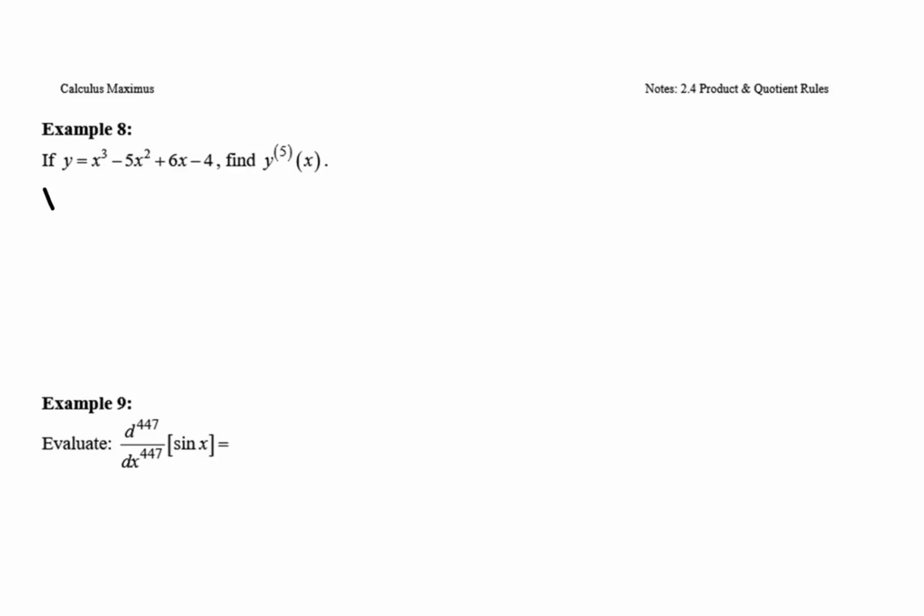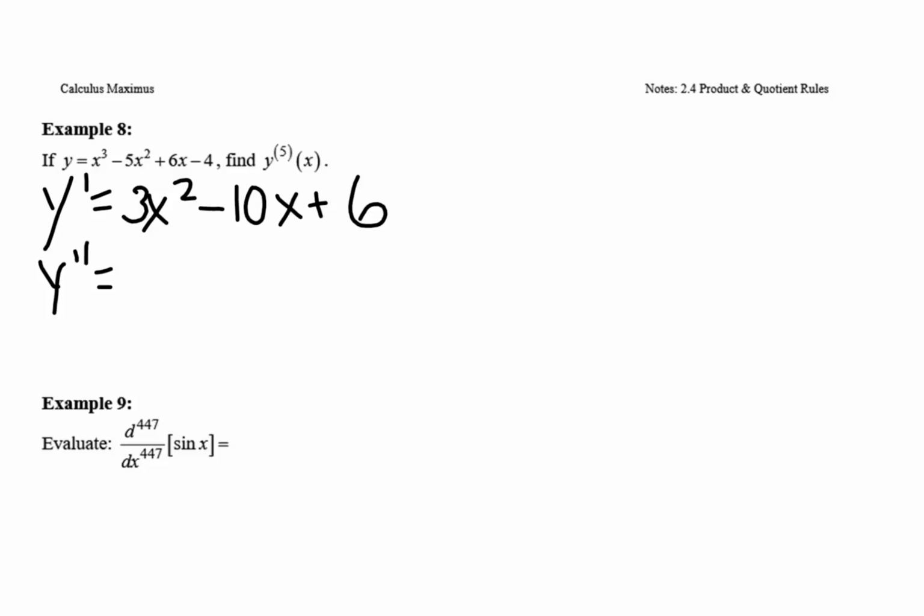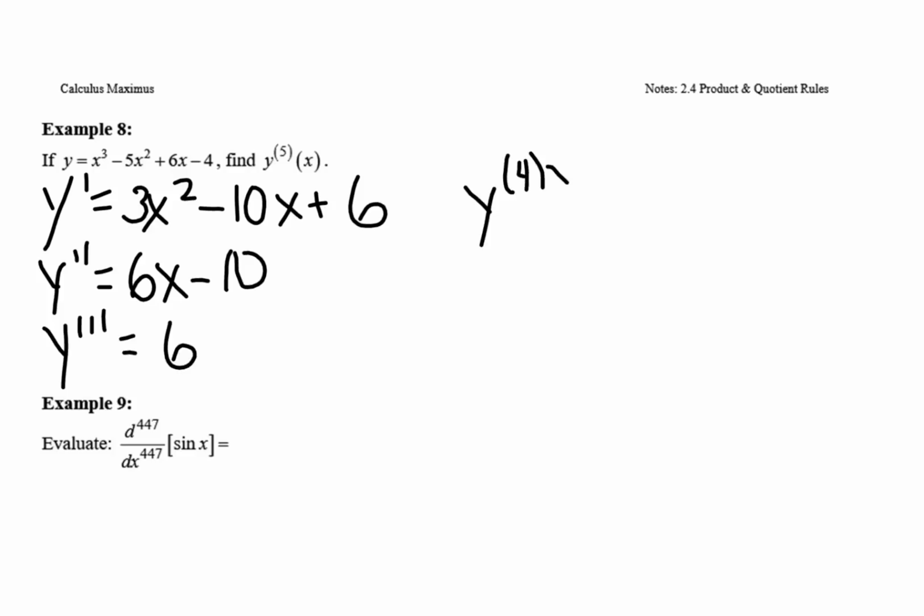So we're going to start with the first derivative, y prime. That wasn't so hard. Okay, y double prime. Y triple prime. Use the correct notation. Okay, the fourth derivative there, 0. And so the fifth derivative, also 0.